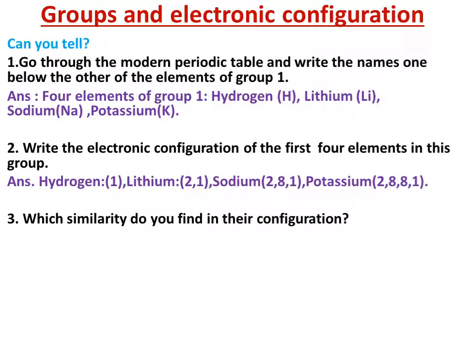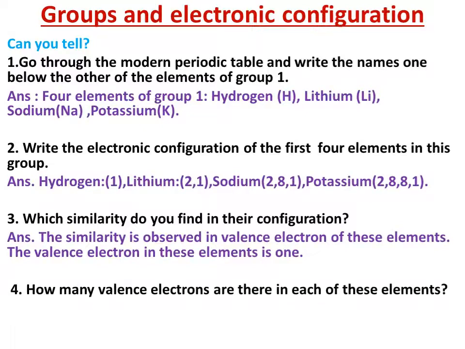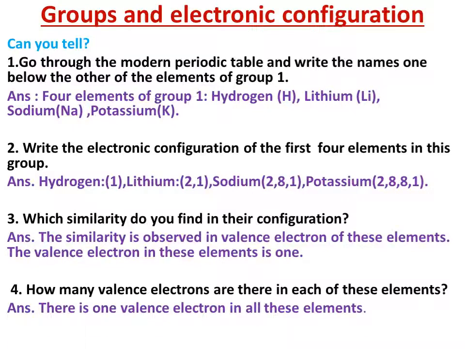Which similarity do you find in their configuration? The similarity is observed in the valence electrons of these elements. The valence electrons in these elements is 1. How many valence electrons are there in each of these elements? There is one valence electron in all these elements.